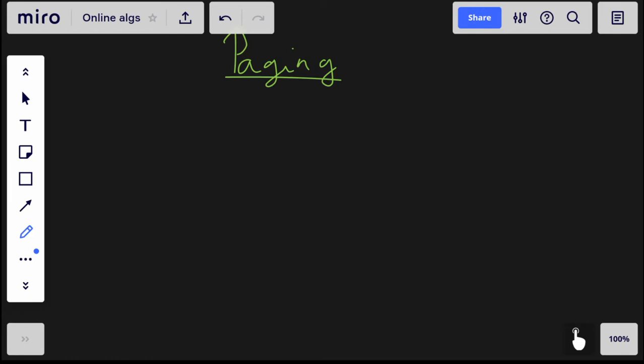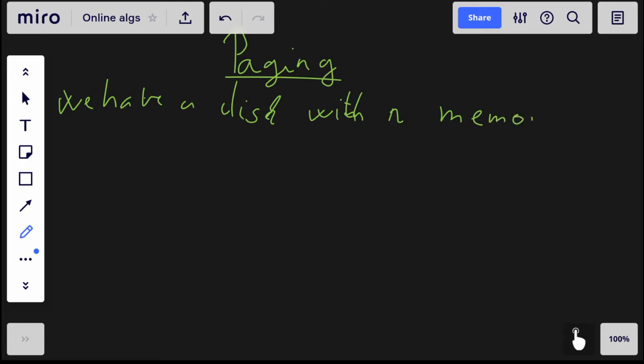So the underlying thing is we have, say, a computer disk with, say, n memory pages, and it's just a number. Conveniently, these pages are labeled consecutively from 1 till n, and we have a cache memory.